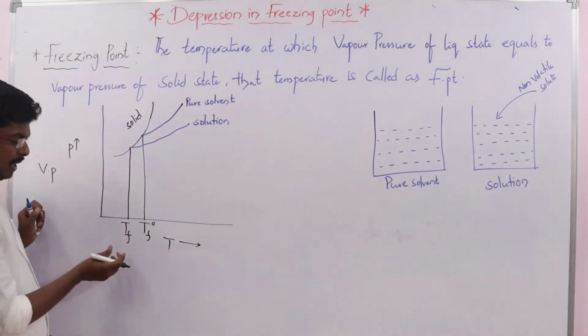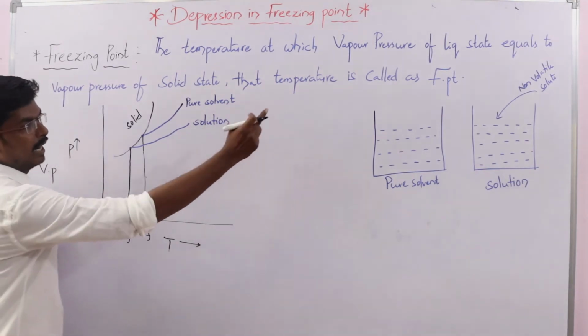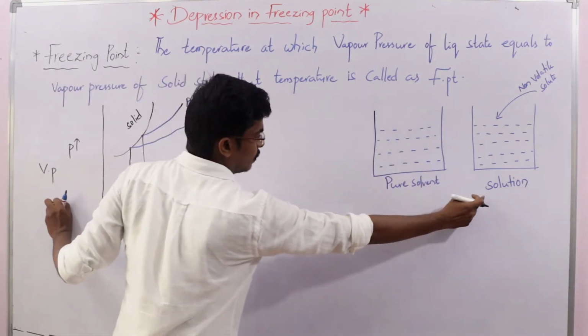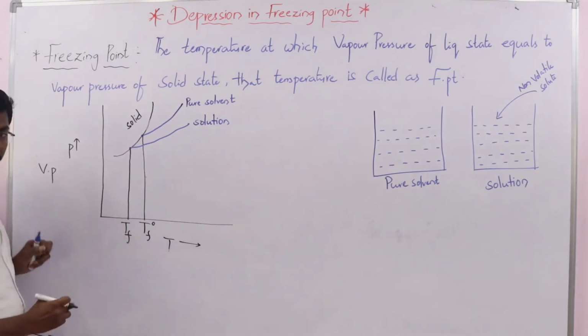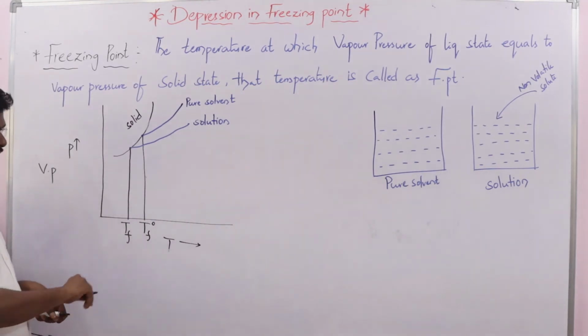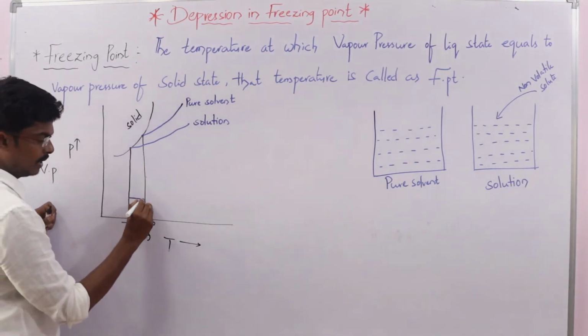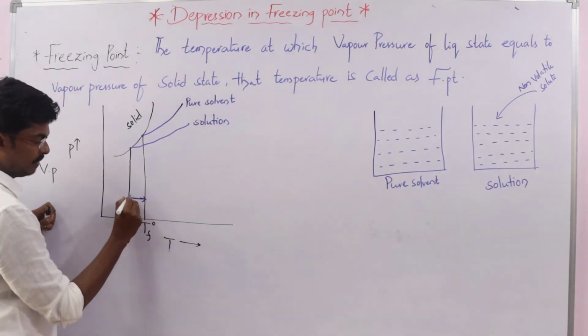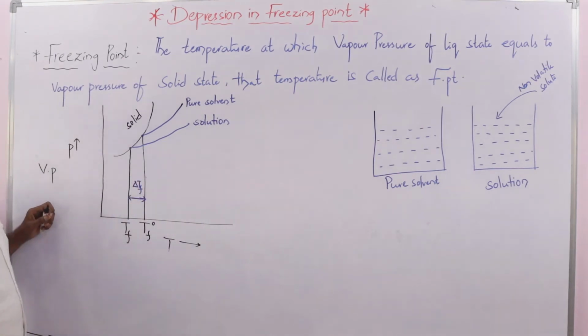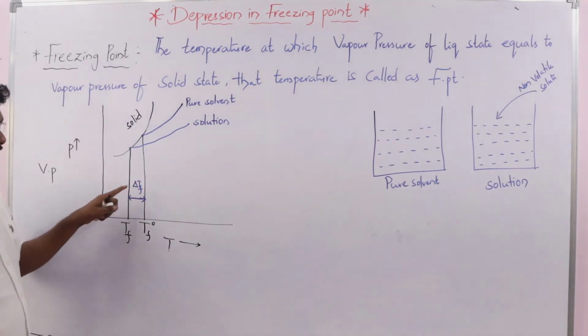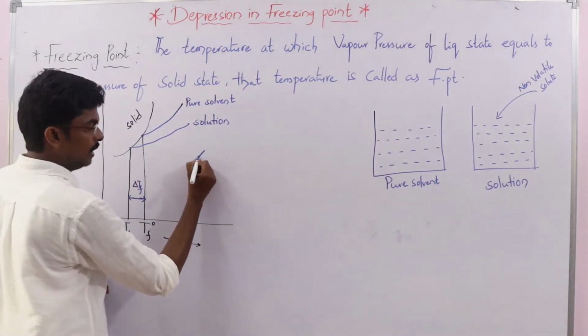That means when you add a non-volatile solute to the solution, the freezing point decreases. This depression in freezing point I show with delta TF. So what is delta TF?